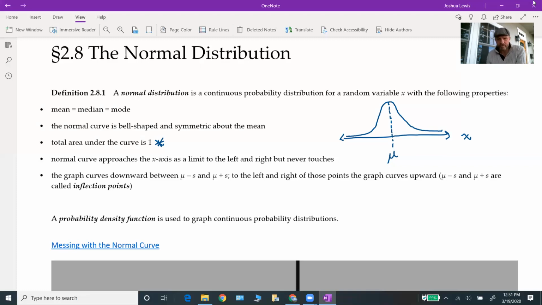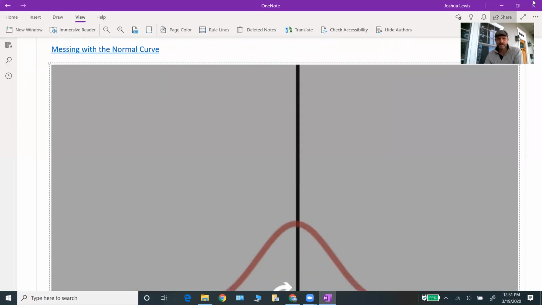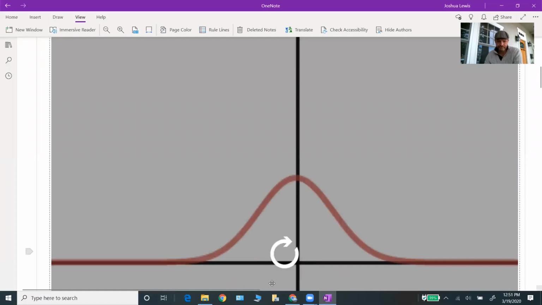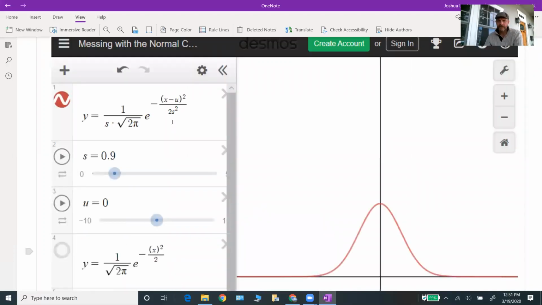And we can graph probability distributions using what's known as a probability density function. What I'd like to show you here is Desmos. Desmos is a wonderful tool. I'll open this up here. And this right here is the curve. This is the equation of the normal distribution, or at least the probability density function. It may look a little intimidating, but notice what a nice curve it gives.